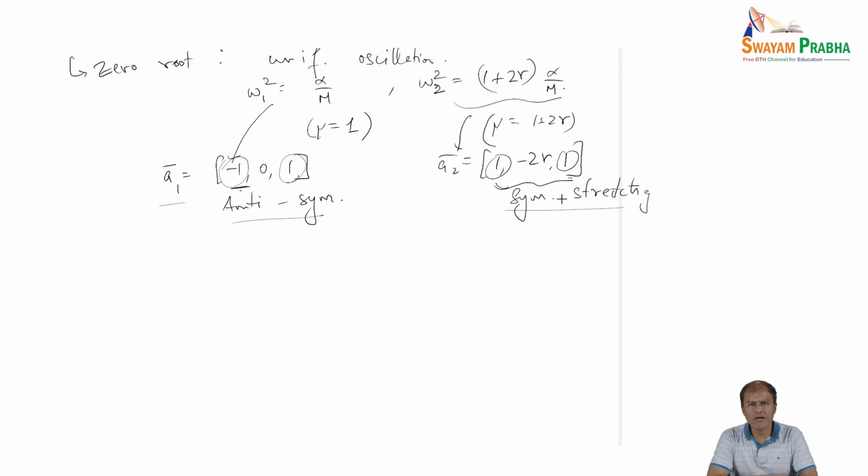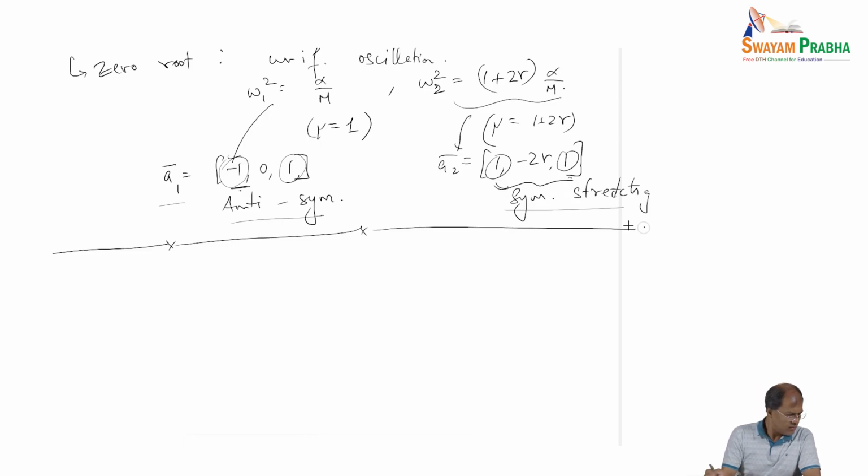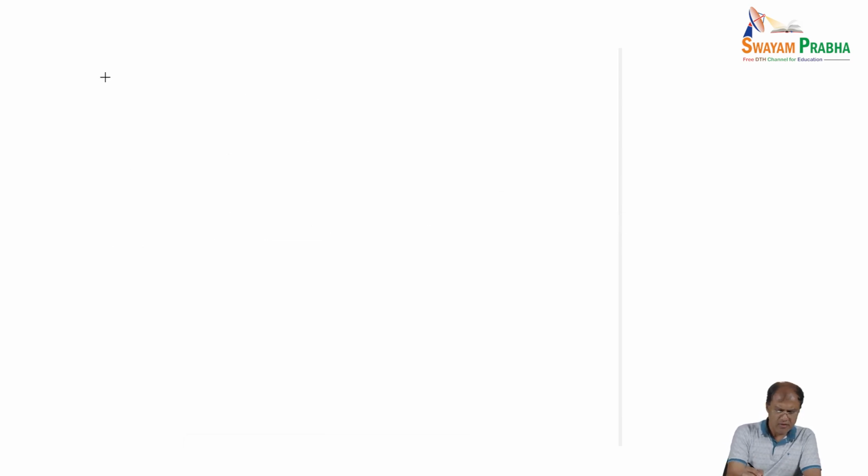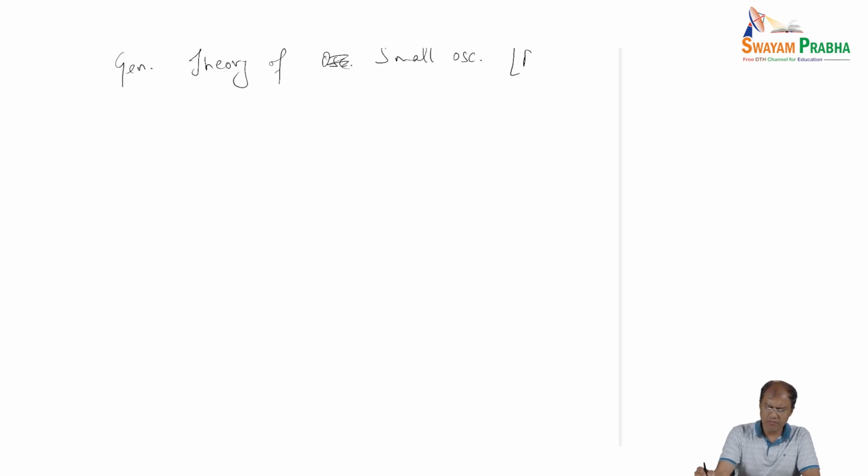and then I continue our discussion on this general theory of small oscillatory motion and look at more theory. So let us go back to another slide. General theory of small oscillations. This is part 2. General theory of small oscillations, part 2.